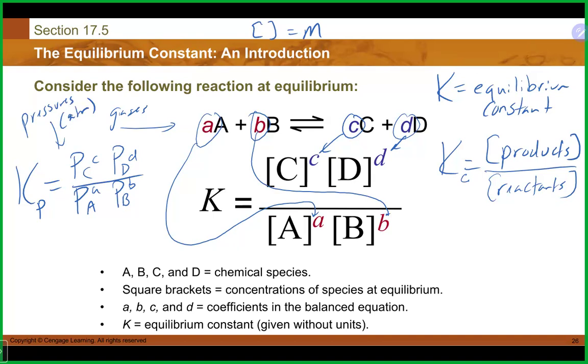Now, what does the K value really tell us? It is the equilibrium constant. It is a couple of things which are kind of nice. It is basically just a number, so there are no units associated with the equilibrium constant.